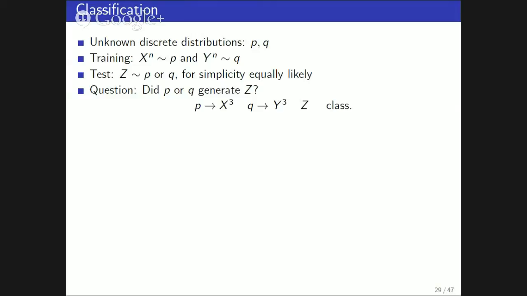So let's do an example. Suppose that P generated X, which is AAB, and Q generated Y, which is BCB. Intuitively speaking, if Z turns out to be A, would you say that it was generated according to P or according to Q? P, very good. Now, if you get B, then?